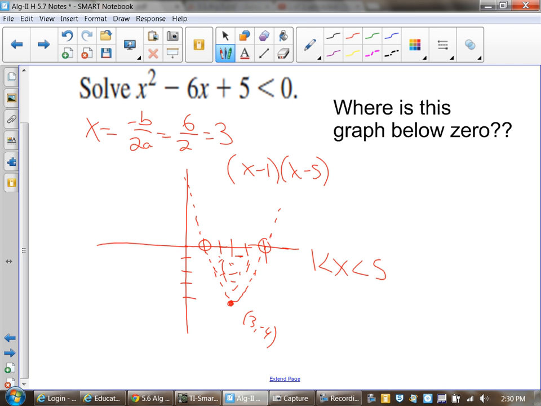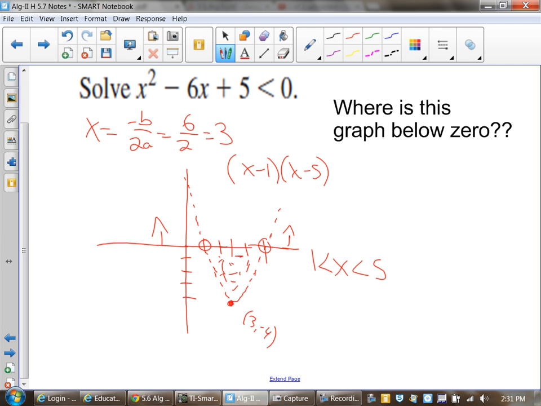And if I wanted to be above 0, I would write x is greater than 5 or x is less than 1, because that's when the graph is above 0. In essence, this is kind of like doing linear programming. If we did a linear programming problem, but we throw in y is greater than or equal to 0, that means we're going up this way. It's a linear programming problem-ish with the quadratic.